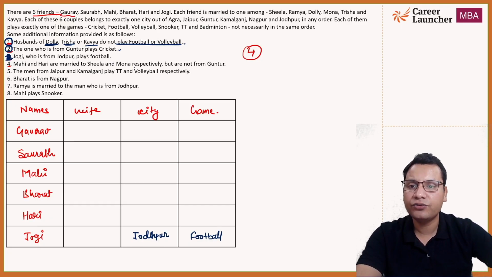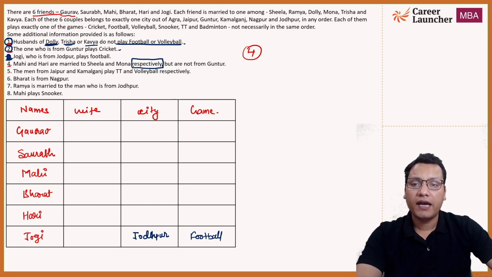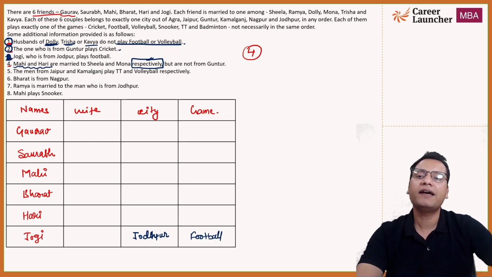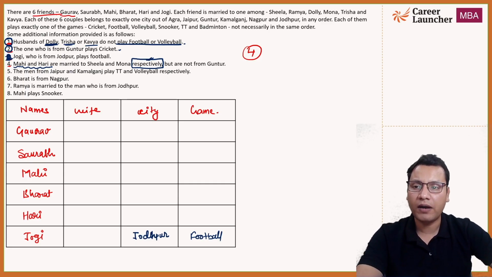Right? Mahi and Hari are married to Sheila and Mona respectively. Guys, this is a very important word written here, which is respectively. If there is no mention of the word respectively, let's say the statement reads as, Mahi and Hari are married to Sheila and Mona. That's the only statement given. That means now we cannot uniquely say who is the wife of Mahi or Hari. So Sheila or Mona can be the wife of Mahi, or Hari's wife can be Mona or Sheila. Right? So there will be two cases. Mahi's wife can be Sheila and can also be Mona. Similarly, Hari's wife can be Mona and can also be Sheila.